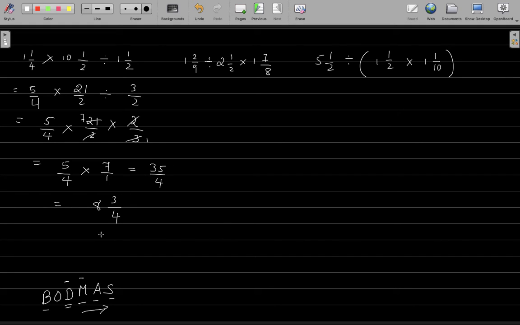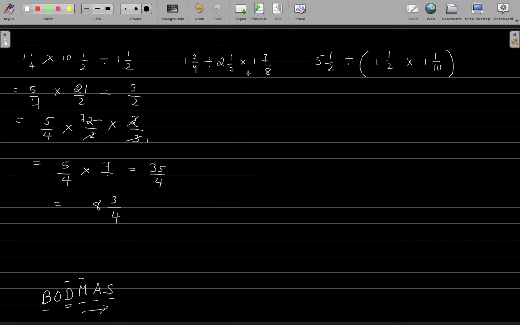You understood? So whenever we have expressions involving both multiplication and division, we are expected first to solve division and then go for multiplication. Let us look at this example. 1 2 by 9 divided by 2 and a half multiplied by 1 7 by 8. Now you have both division and multiplication. First do the division.